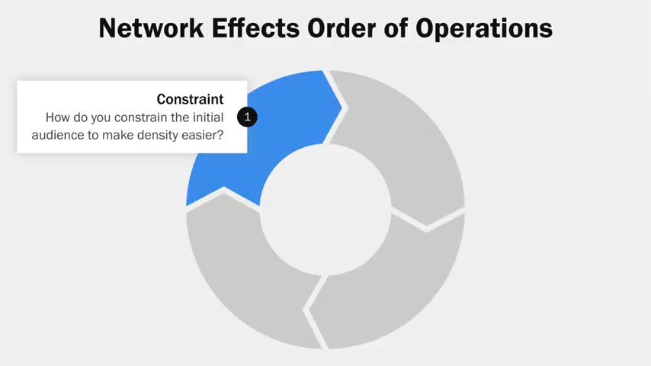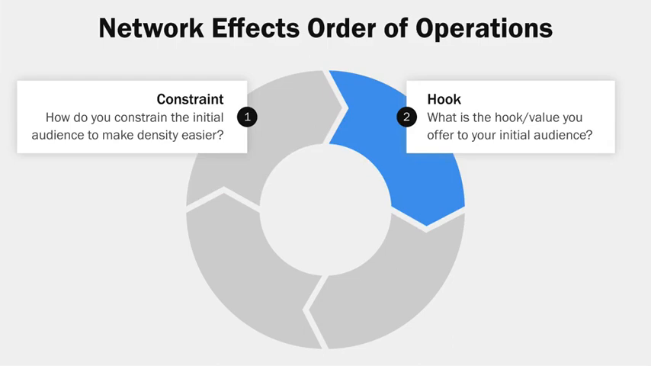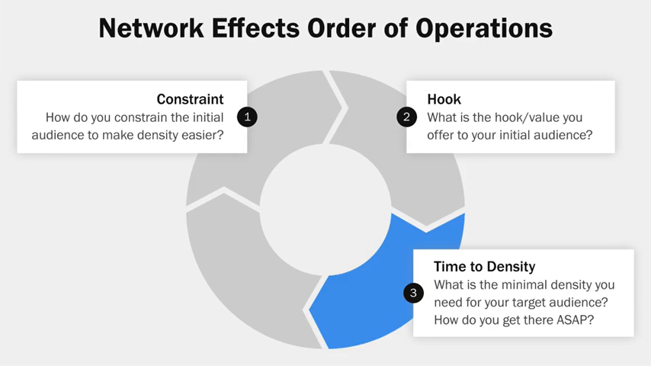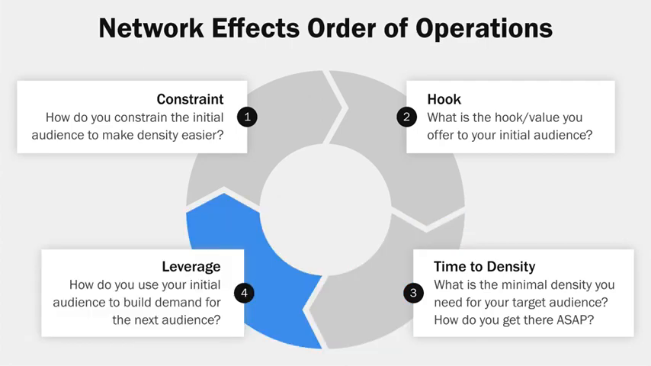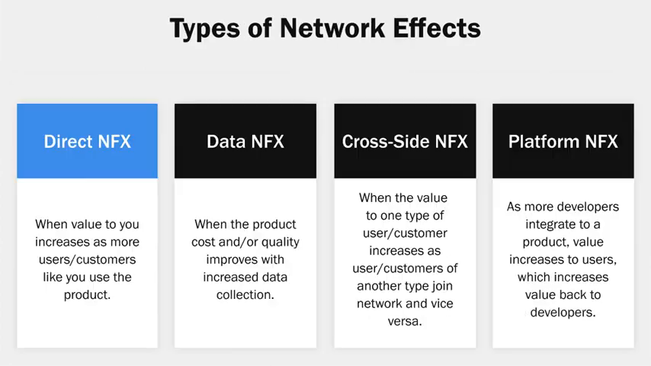The first question is, how do you constrain the initial audience to make density of the network effect easier? The second question is, what is the hook or value you offer to your initial audience to get them there? The third is the time to density. So what is the minimal density that you need for that target audience, and how do you get there as quickly as possible? And finally, how do you use that initial audience and density to leverage it and build demand for that next audience? The easiest way to look at this is through some examples of the different types of network effects and how companies prior have gone through this system.